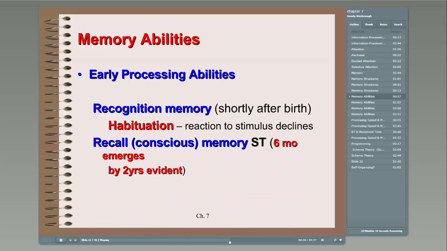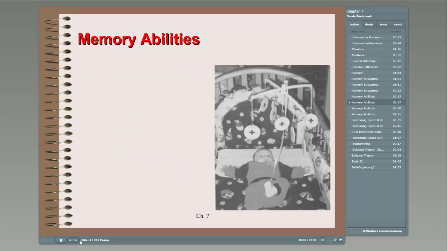Recall, conscious memory, also emerges by 6 months. We can see it, and by 2 years it's really evident because by this time the child can talk and they can tell you something that happened and they can recall something and tell you a story. They can go looking for a toy somewhere that they saw it. They remember how things work, and it's very obvious. Their memory is intact.